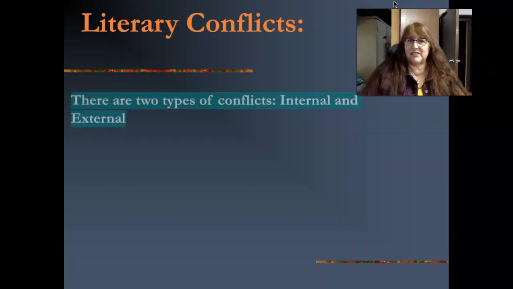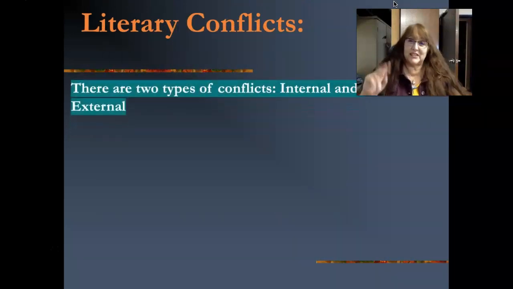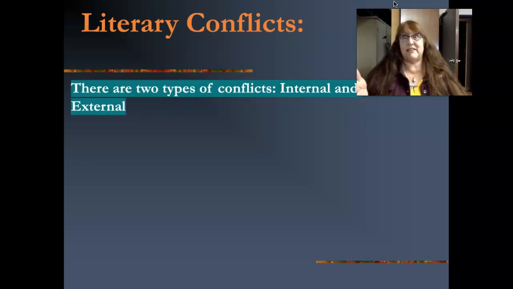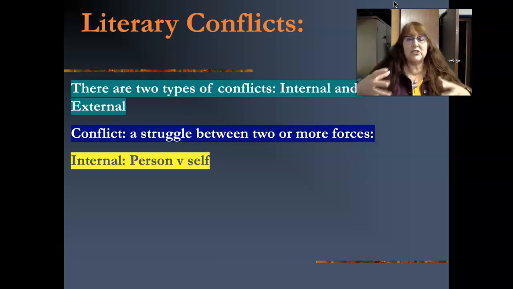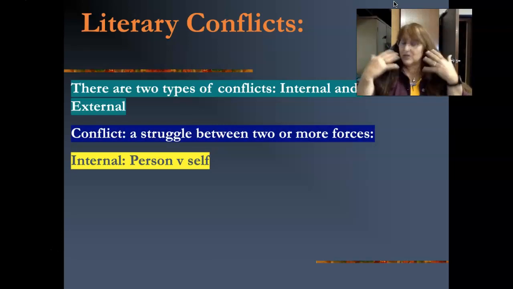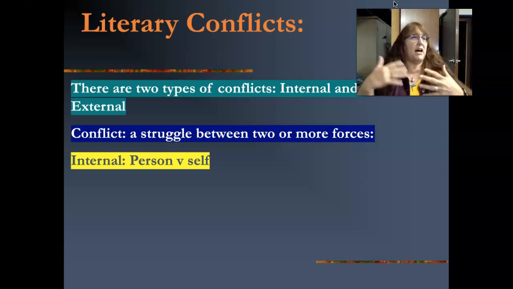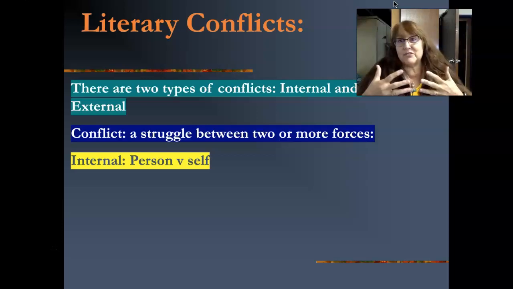And then you have literary conflicts. There are two kinds. There are internal and external. If you don't have any literary conflicts, you must be reading a math textbook, because there are conflicts in your history, and there are conflicts in literature. Let's take a look. A conflict is a struggle between two or more forces, or fighting. Internal is person versus self, right? What's going on in your head? You know, I'm not going to walk down that street where that person is I don't like. I'm not going to have another ice cream. I'm not going to fight with my brother. That's your internal struggle.